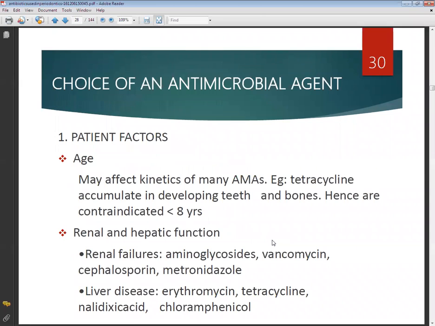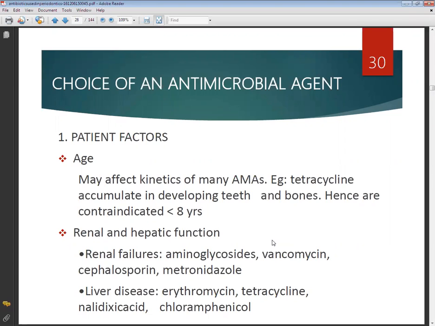Now, coming to how to choose an antimicrobial agent. There are some factors we should take into consideration before choosing any antimicrobial agent. The first factor is the patient factor. In the patient factors, first comes age. Depending on the age, we have to prescribe the antibiotics, because tetracyclines are generally avoided in children, as they may cause stains.